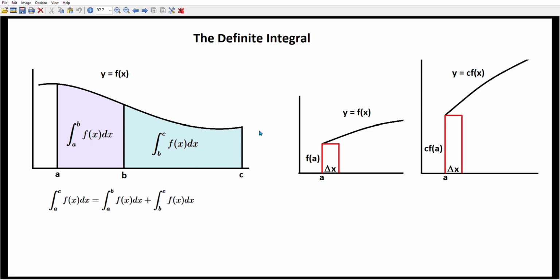Another thing that we can see here from the definition is if we look at our function and this first rectangle here, the height is f of a, the width is delta x. Now let's multiply our function by a constant. That doesn't do anything to delta x, but it scales this height up by a factor of c, which means that this area is scaled up by a factor of c. That's true about all of the rectangles. Consequently, the integral from a to b of c f of x is just c times the integral from a to b of f of x dx.